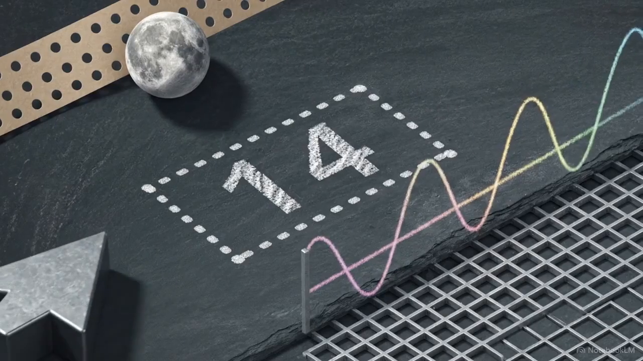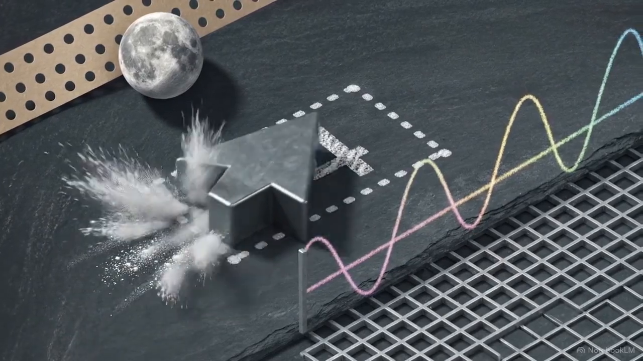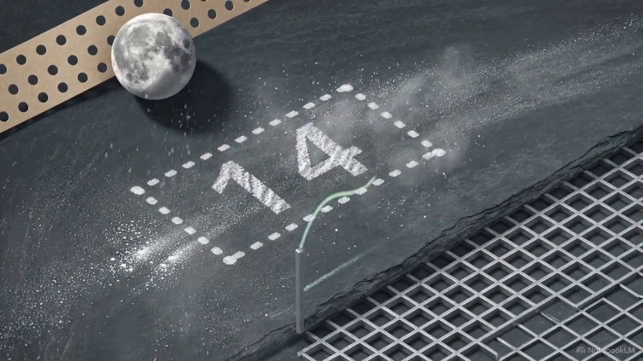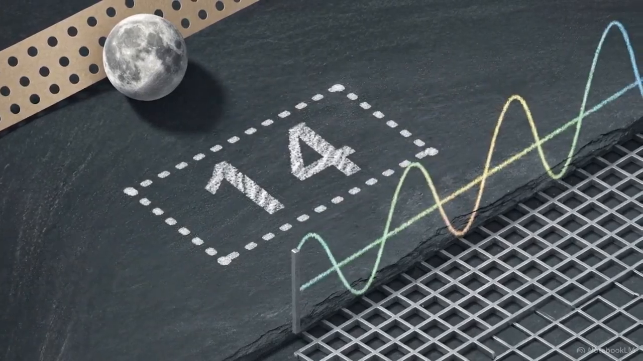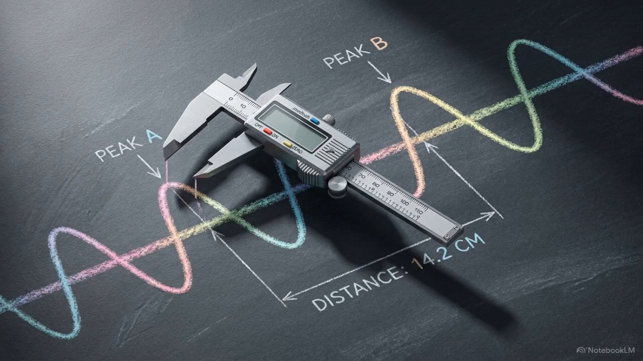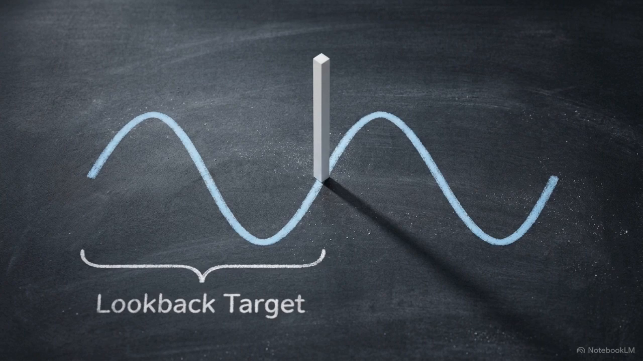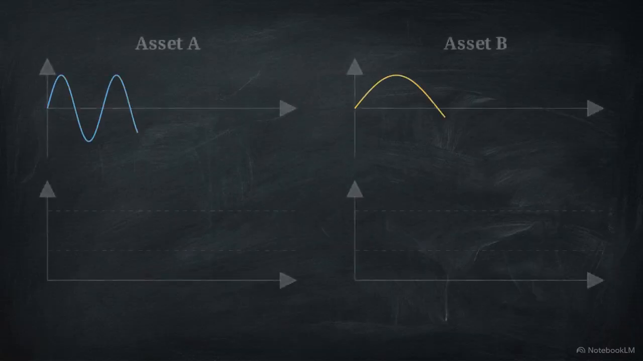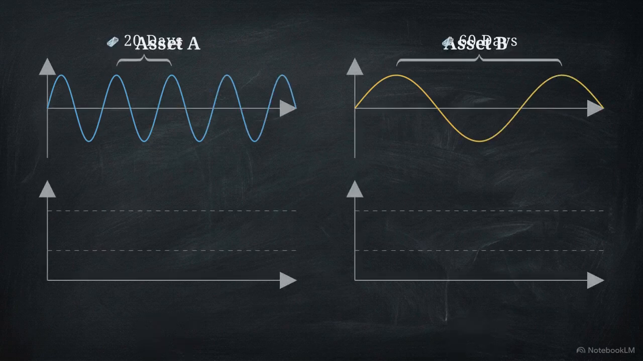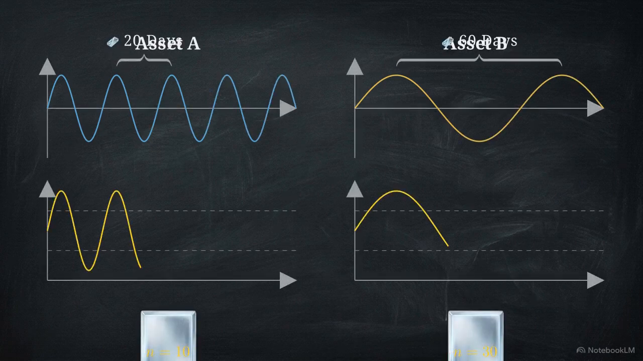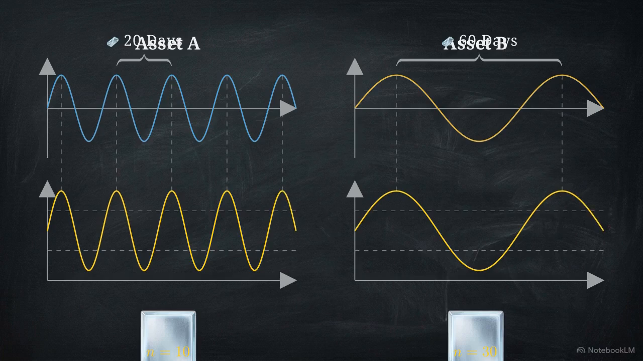To solve the 14-day fallacy, we have to abandon the default setting entirely and use a process called dynamic calibration. Dynamic calibration means measuring an asset's actual empirical cycle before you ever set the indicator's lookback window. The updated rule of thumb retains the half-cycle theory, but applies it to real data. Measure the current dominant cycle of the specific asset and set the RSI to exactly half that length. If asset A exhibits a 20-day cycle, you set the RSI to 10. If asset B operates on a 60-day cycle, you set the RSI to 30.